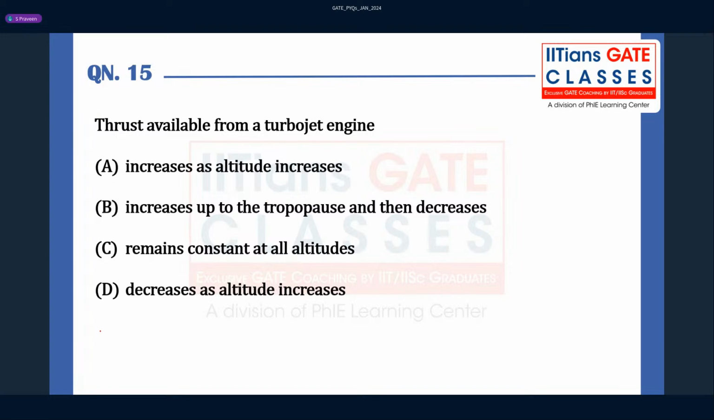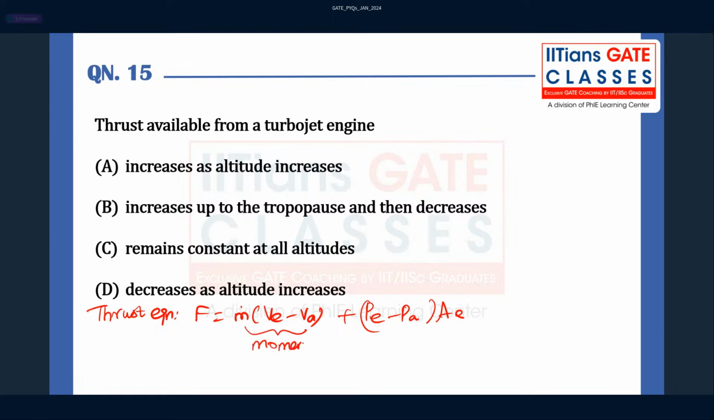So recall my thrust equation: F is equal to m dot times (V minus VA) plus (P minus PA) times AE, right? So this is my thrust coming from the momentum, and this is the thrust coming from the pressure. You can write this as pressure thrust, and you can write this as momentum thrust.